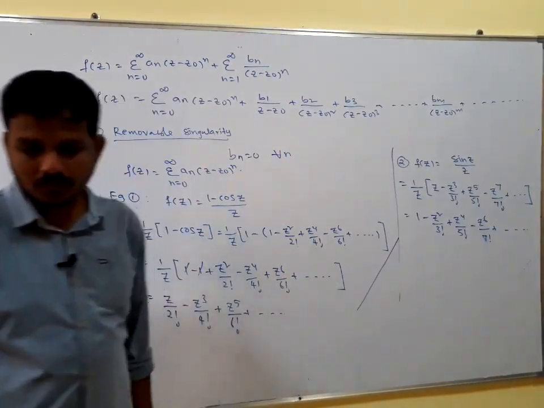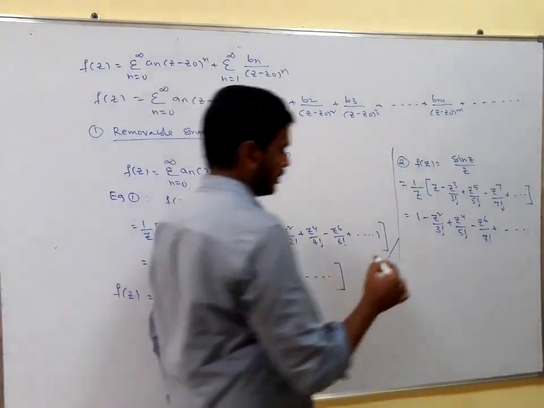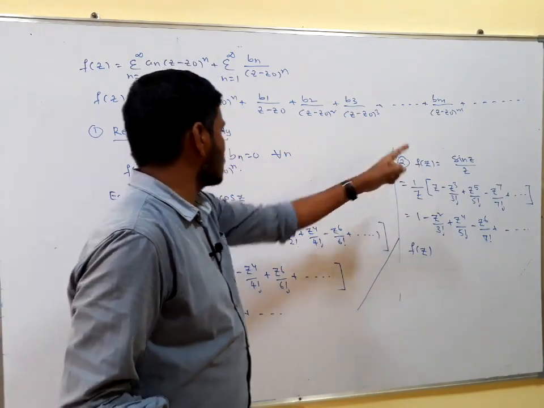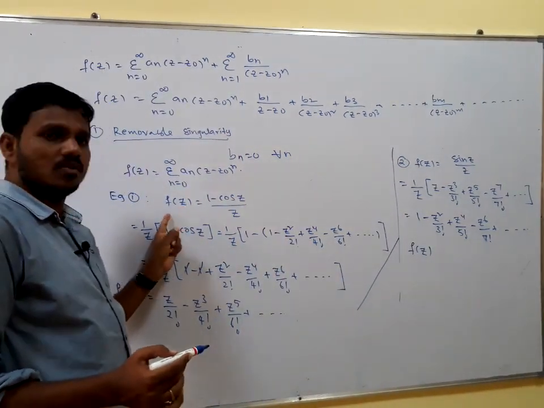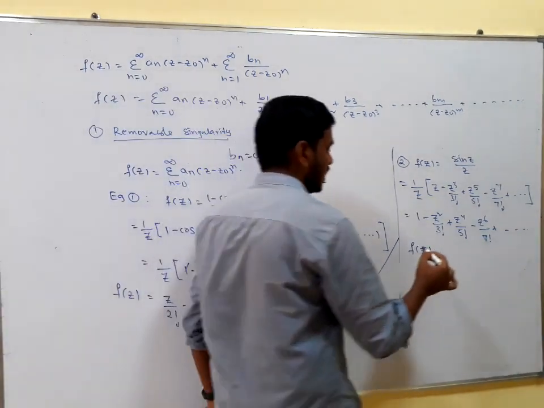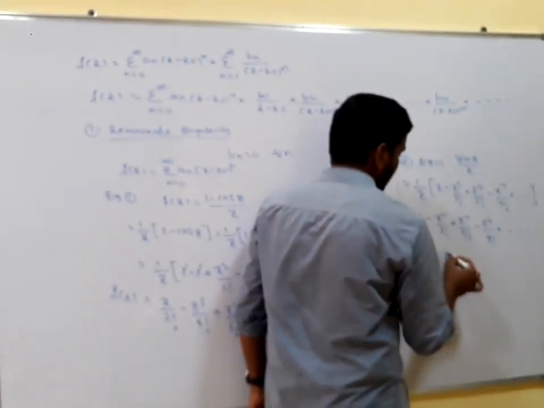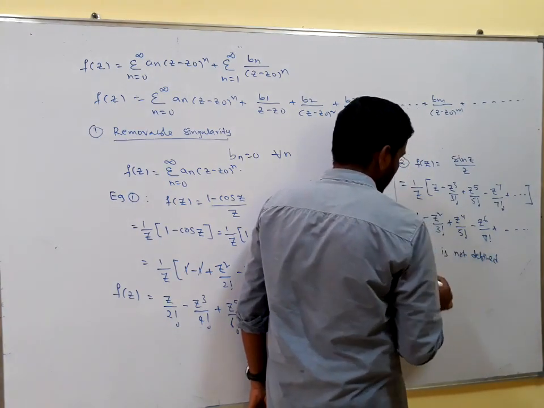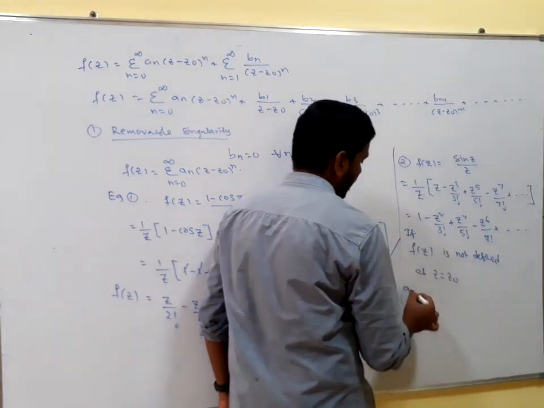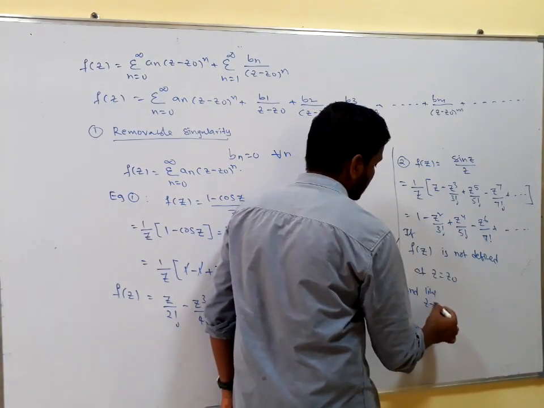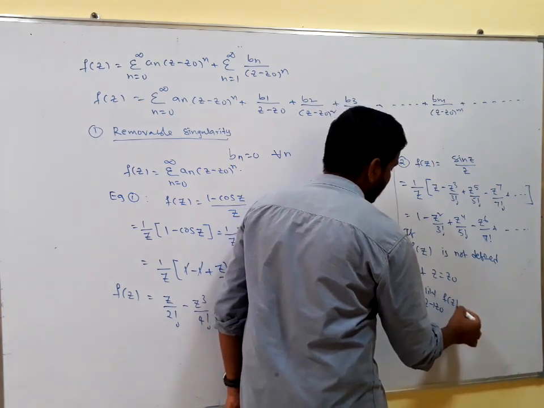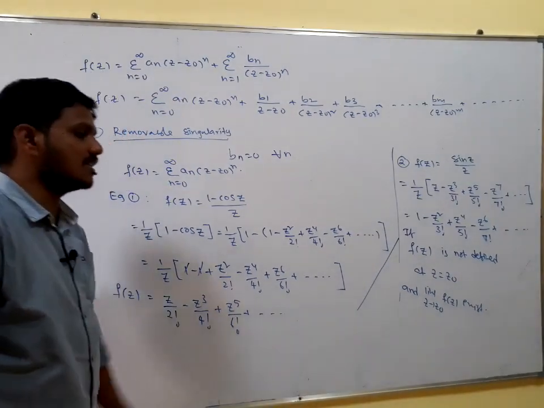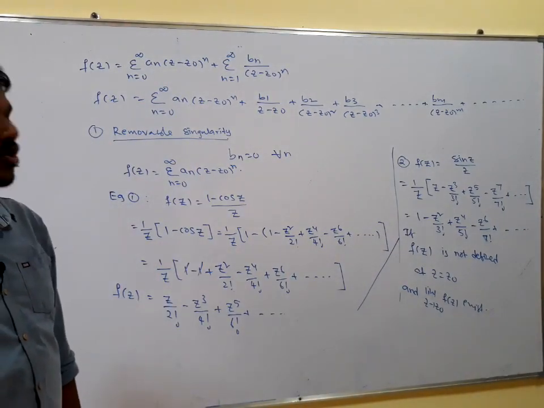Suppose you take the function f of z. See, f of z is not defined at z equals z naught, and the limit as z tends to z naught of f of z exists. See, the limit as z tends to z naught of f of z exists, we say that that is a removable singularity.